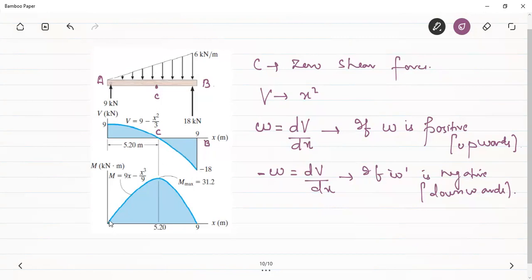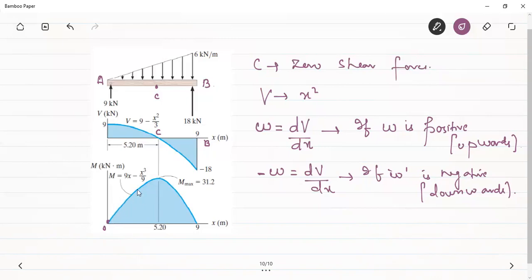We also saw the BMD calculations. It was 0 here, and 0 at this end as well. The maximum value was 31.2. This is the cubic curve which is connecting them.